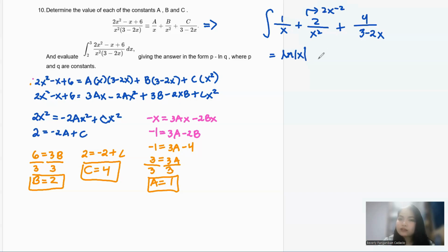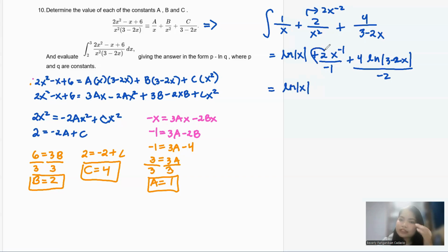It means that you're going to get 2x to the negative 1, because negative 2 plus 1 is negative 1, right? Divide by negative 1, so you also have divided by negative 1. You can just simplify it later on. Okay, the next one will be 4 ln of 3 minus 2x. And again, you're going to do the chain rule here because you have negative 2x. The derivative will be divided by negative 2. Okay, let's simplify properly. ln x.